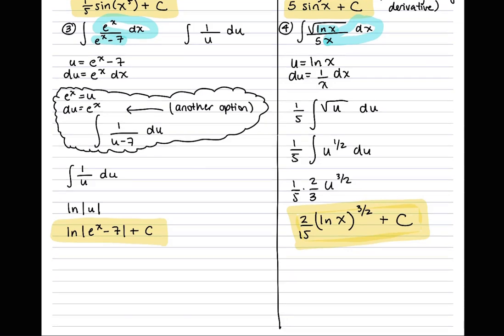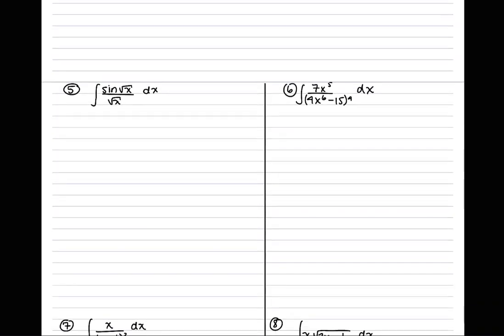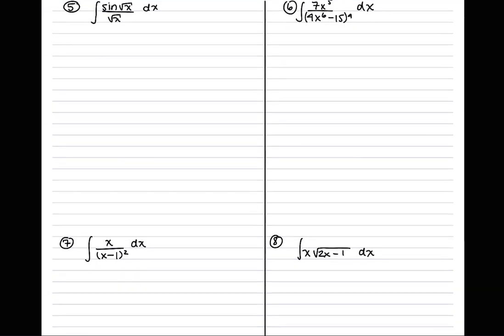Let's take a look at some more examples. Let's take a look at this one. The integral of sine of square root of x over square root of x. Okay, I see an obvious candidate for u. Let's see if you guys see it as well.